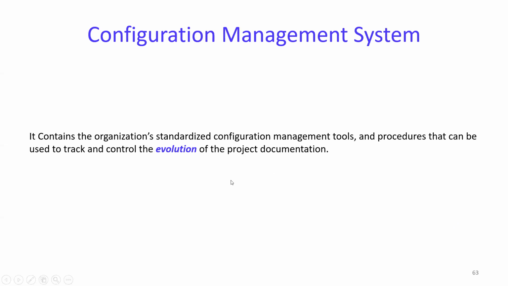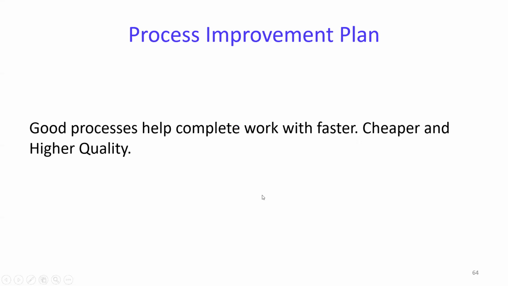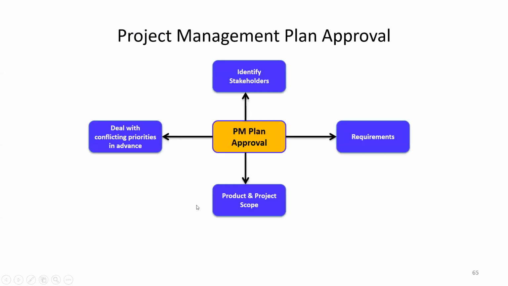Okay. Configuration management system is like your Git repository, your source code repository. What system are you following, right? For the versioning of the documents or the versioning of this code. Okay, so these things we're talking about in configuration management plan. Remember this subtle difference for PMP examination. Then process improvement plan talks about good process help complete work with faster, cheaper, and higher quality. Okay, that's what it talks about.